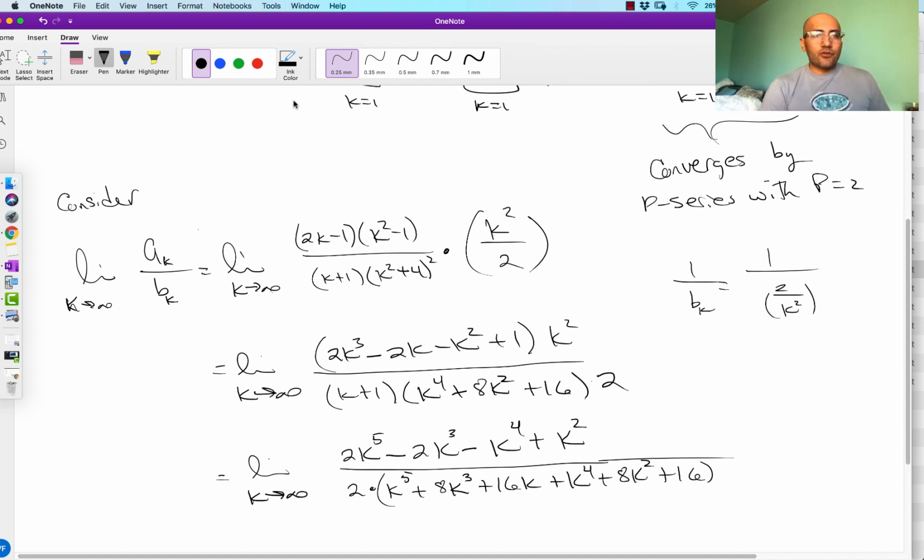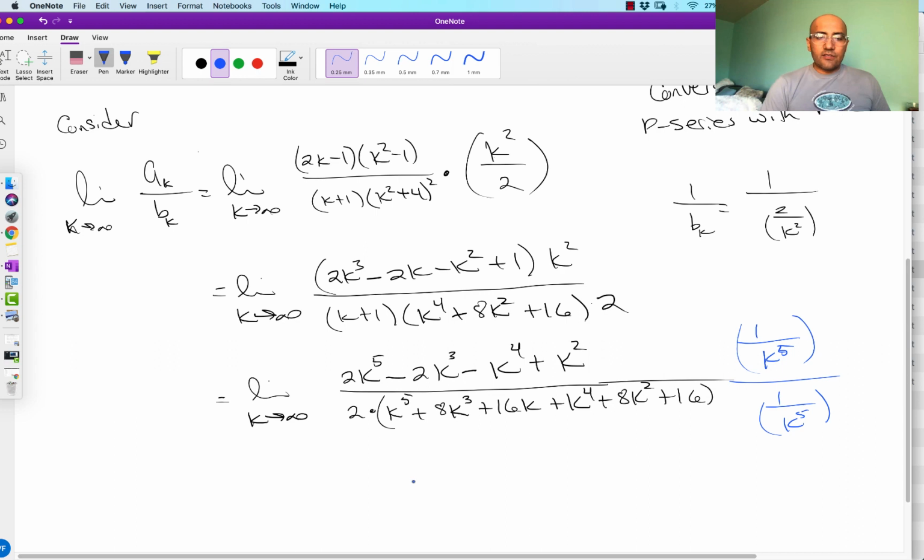Okay, and so now the trick is going to be to introduce this new term that's going to be 1 over k to the 5th power, divided by 1 over k to the 5th power, right? That's a new version of 1, as long as k is not equal to 0, which it is not. And so now if I distribute those, I'll get the following.